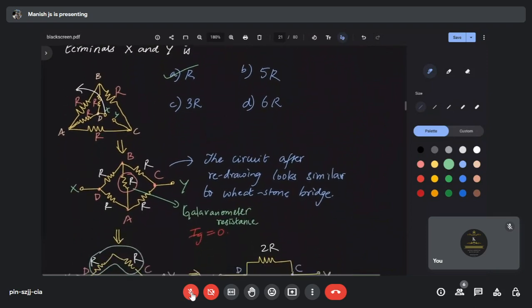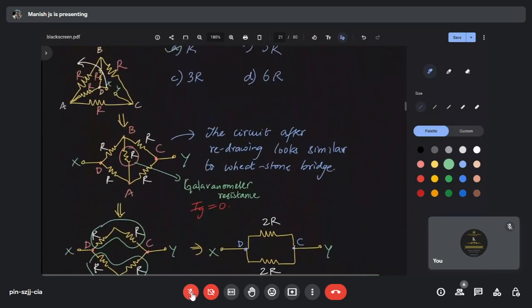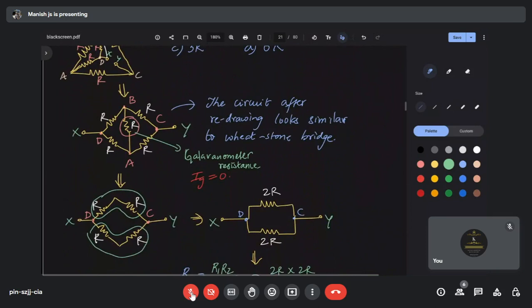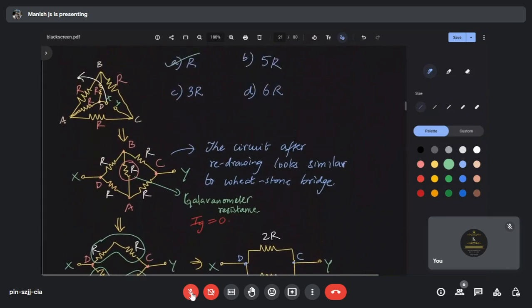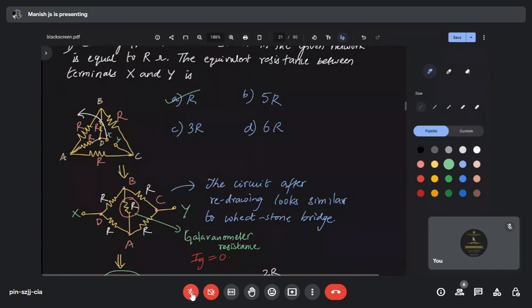Yes, sir. So these questions are very, very important. Now identifying whether a given circuit is a Wheatstone circuit or not is very, very important. That is the most important aspect. Now how do you identify it when you have a circuit like this? How did we come to the conclusion that this is a Wheatstone circuit? First one is by redrawing. We redraw it and then we find out.